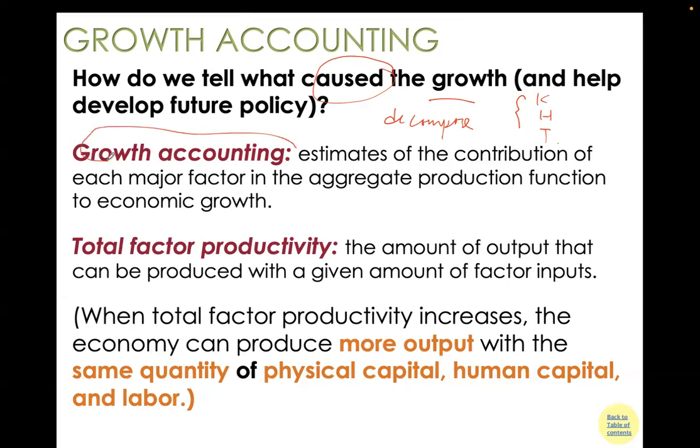So basically, we are going to take the production function as we saw earlier, and based on this production function, we can estimate the contribution of each factor in the aggregate production function. Again, each factor includes K, includes H, and includes T. So this growth accounting just tells us how each factor contributes to the increase or improvement in labor productivity. And furthermore, from this production function, we can estimate the total factor productivity.